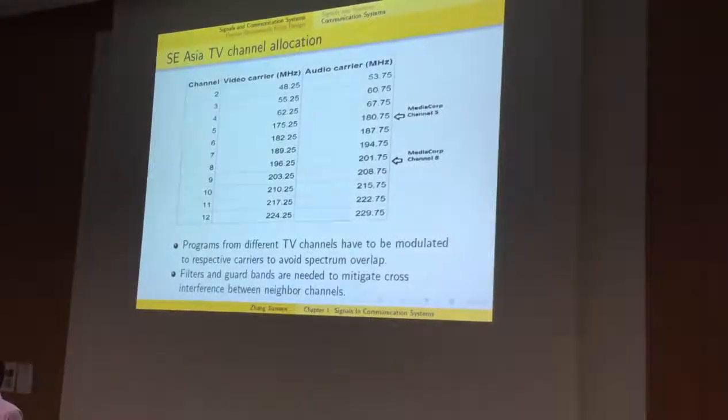So people may wonder why we don't have a channel 6. Because 6 and 8 are considered good numbers, right? I don't know. For this part, I don't know. Okay, so because of the TV channel allocation in Southeast Asia, the channels indexed by 5 and 8 are allocated to Singapore. So that's why these two are the main channels, channel 5 and channel 8.